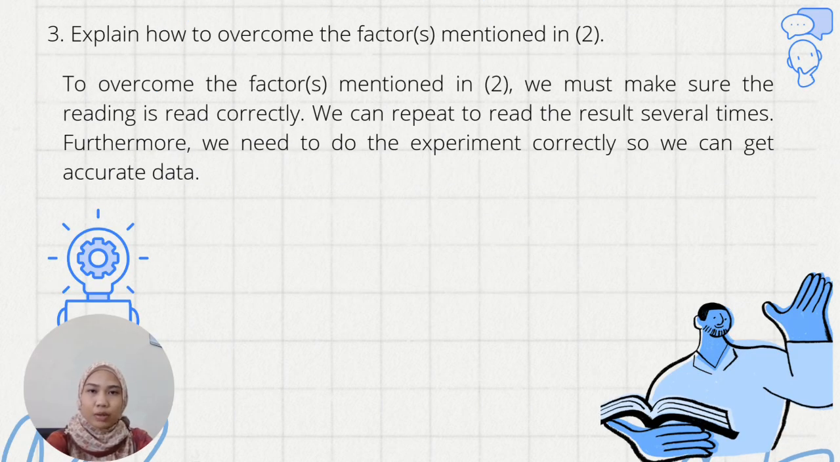Third, explain how to overcome the factors mentioned in question 2. To overcome the factors mentioned in question 2, we must make sure the reading is read correctly. We can repeat reading the results several times. Furthermore, we need to do the experiment correctly so we can get accurate data.